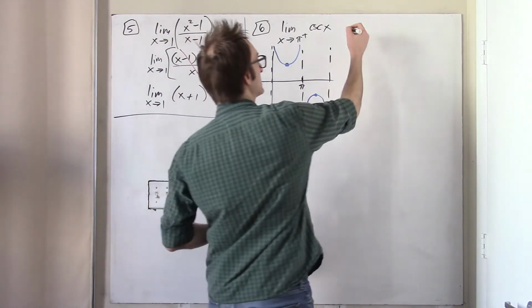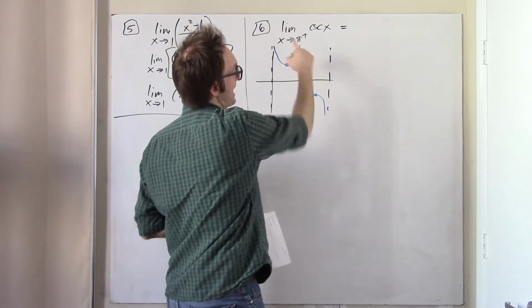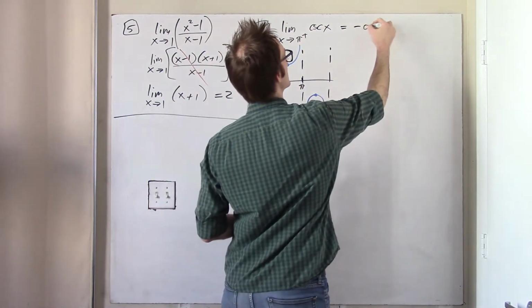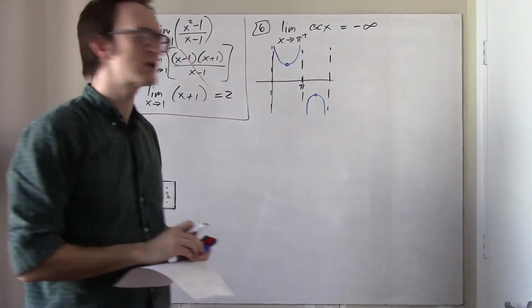Alright, so what is this asking? This is just asking, what happens as x approaches pi plus? If x is a tiny bit more than pi, then the answer here is negative infinity. So okay, this was maybe the graphical approach.